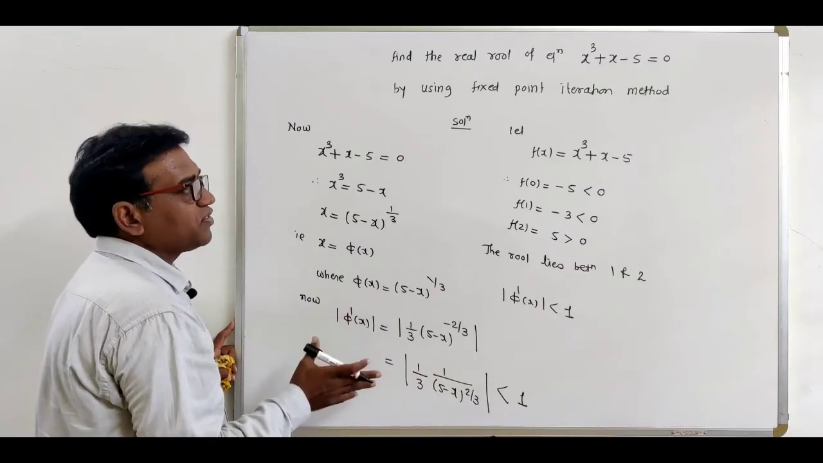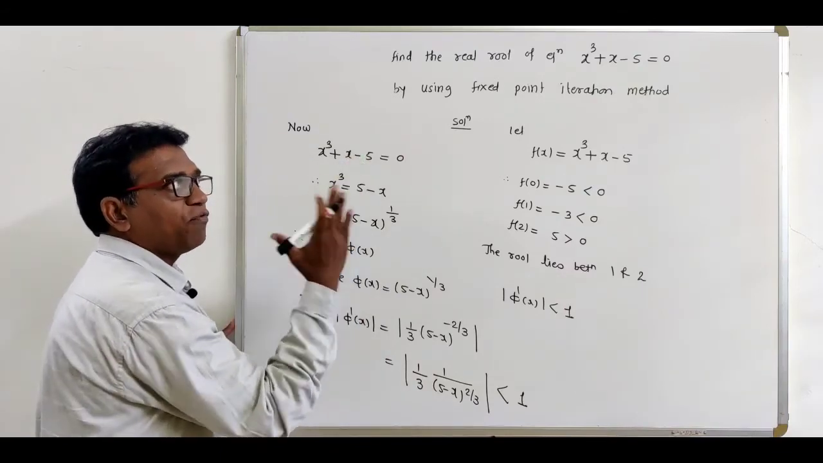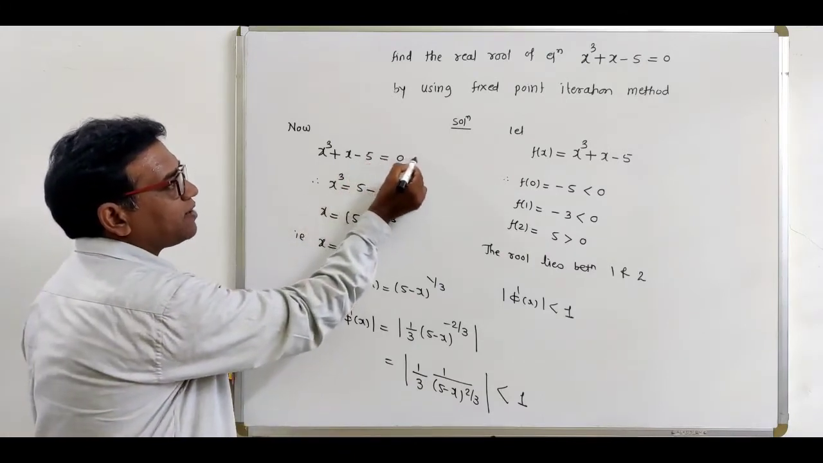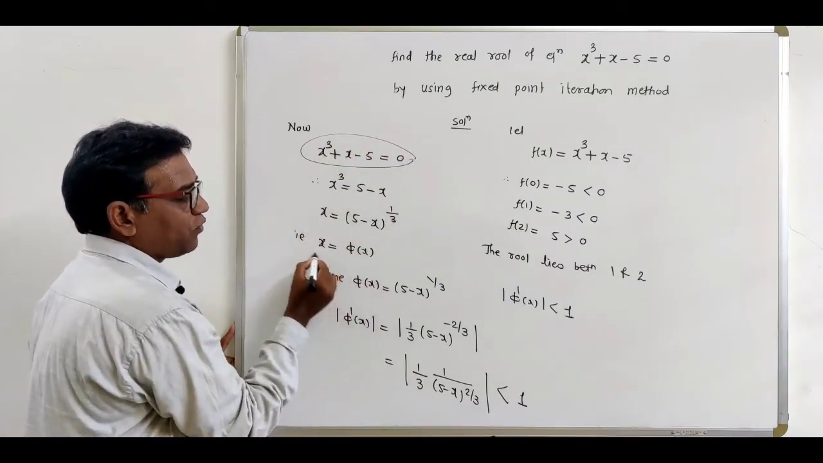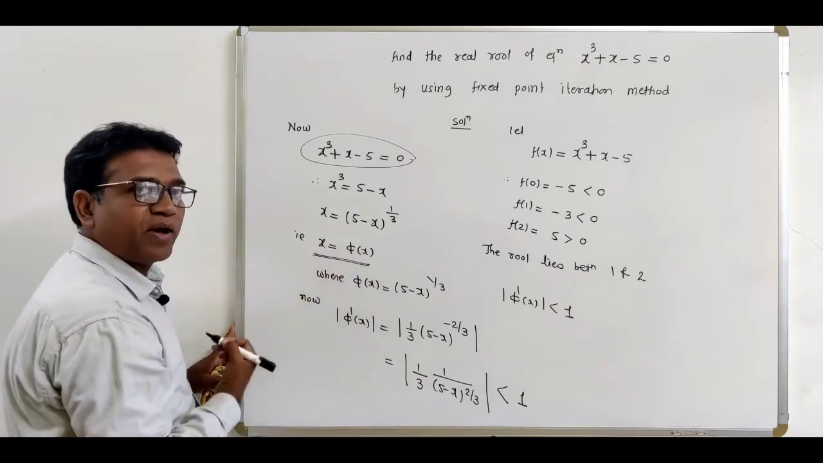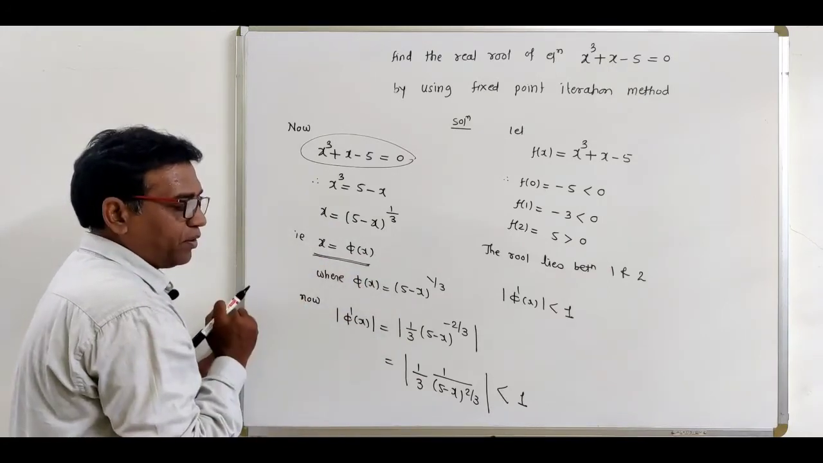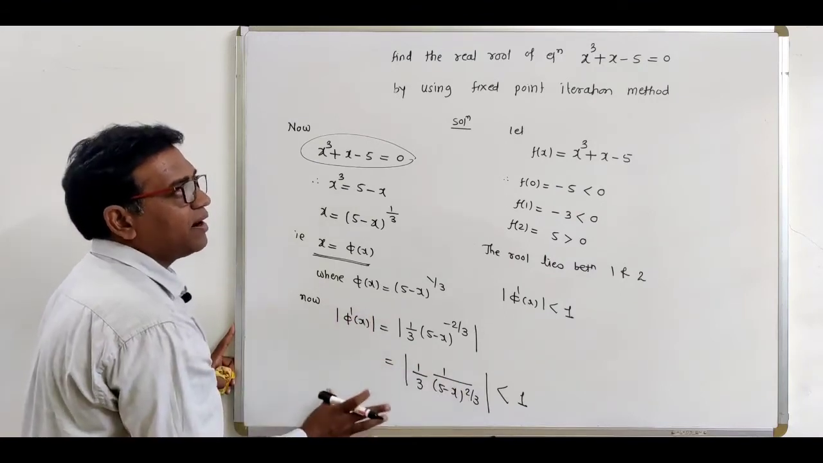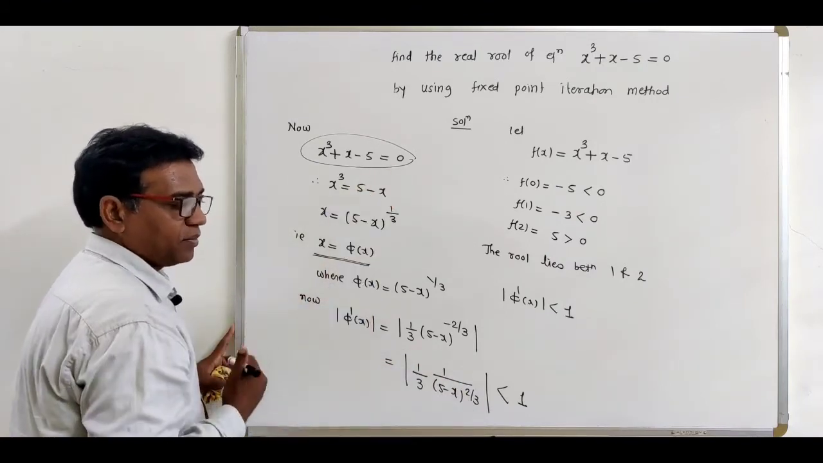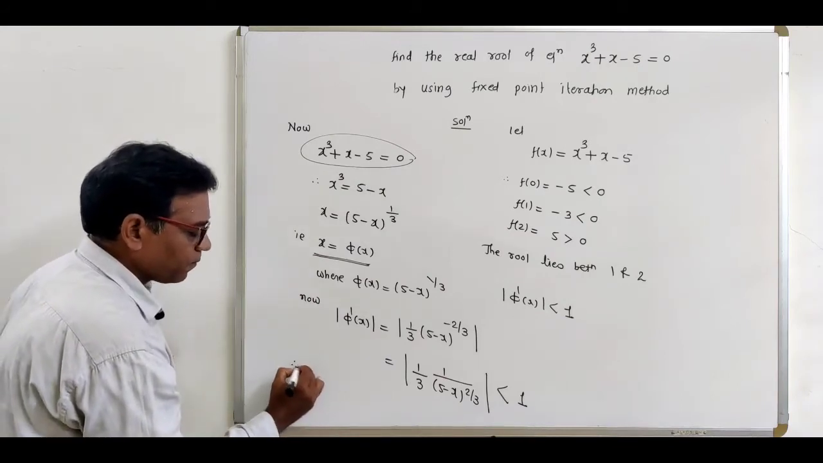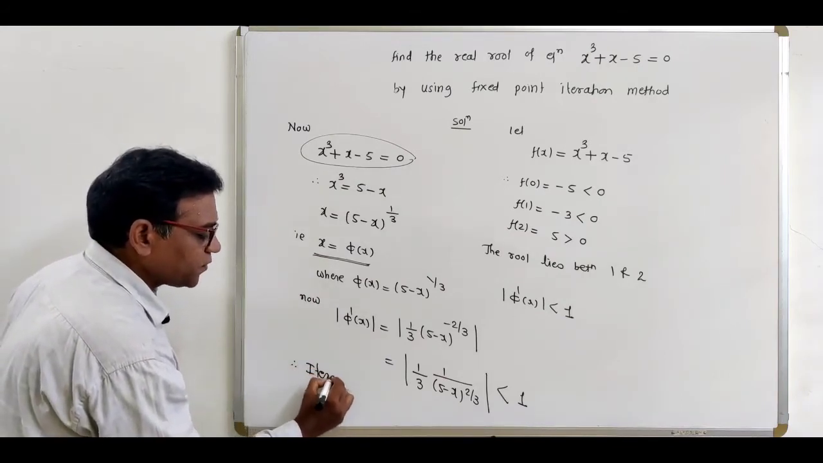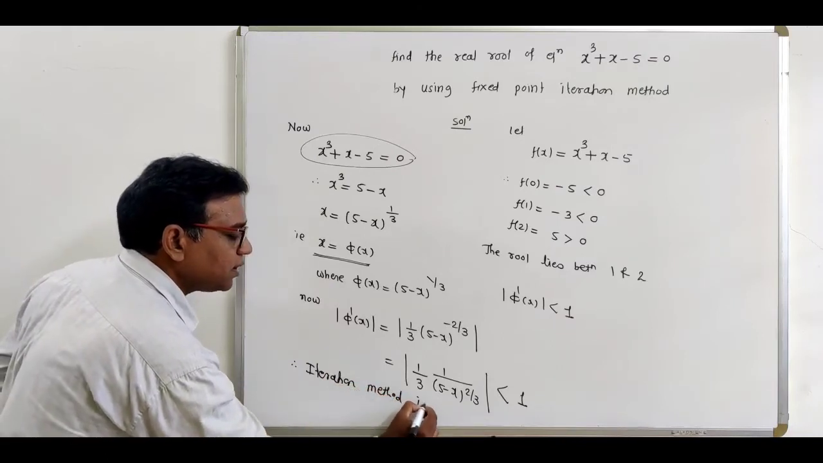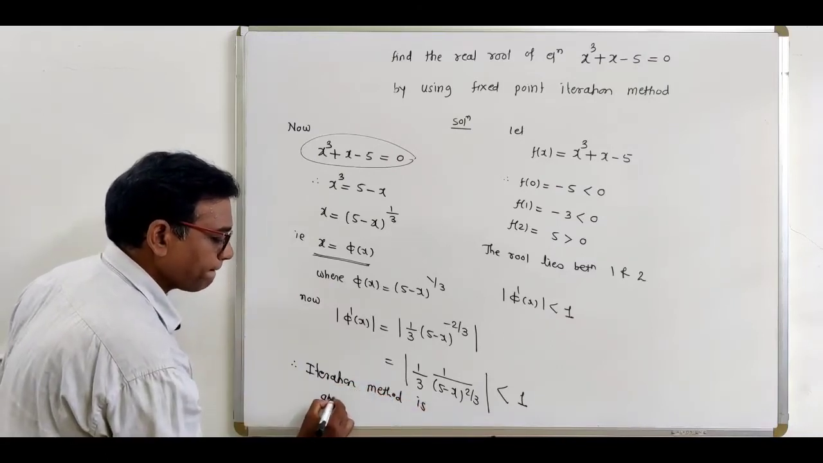So see what are the conditions for the applicability of the iteration method. First of all, express the given function in the form x equal to phi x. This is step number 1. What is step number 2? The size of this derivative should be less than 1. Then we can use this iteration method. So right here, therefore, this fixed point iteration method is applicable.